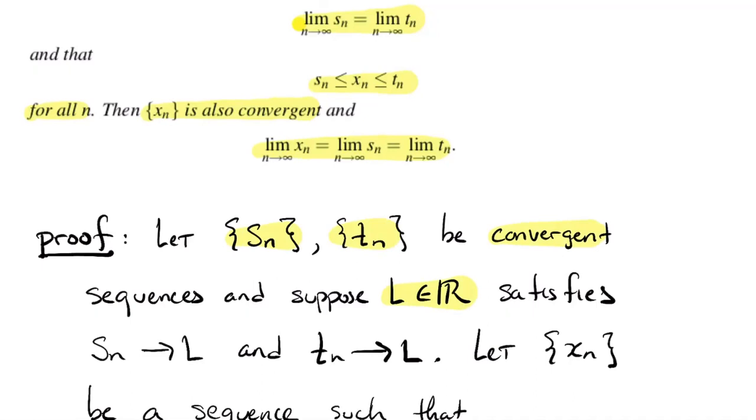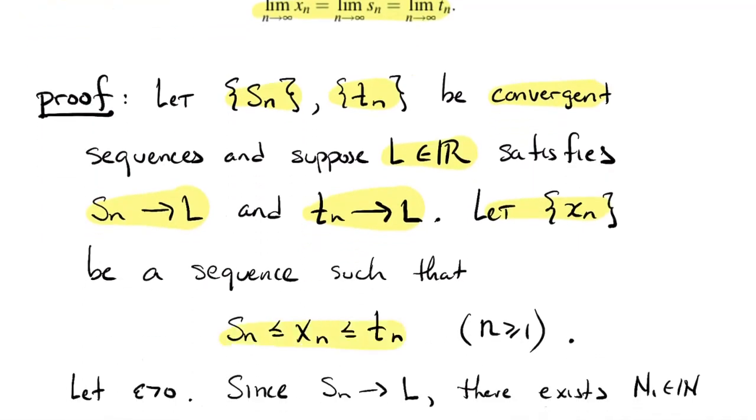Right, so I'm going to break with the tradition of calling it S and T, because S is equal to T, so I'm calling them L. So Sn converges to L, Tn converges to L. And then we take that third sequence, xn, and we make the supposition: xn's terms are between Sn and Tn for every n. Okay. Now I'll take an arbitrary epsilon.